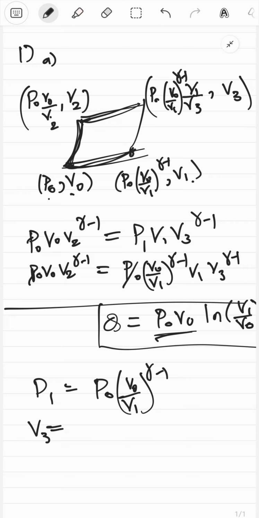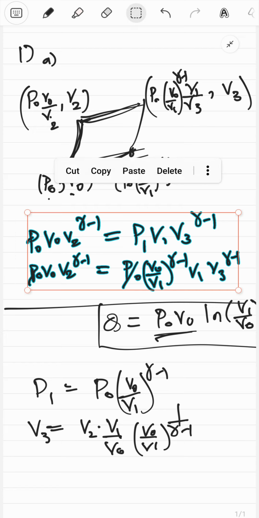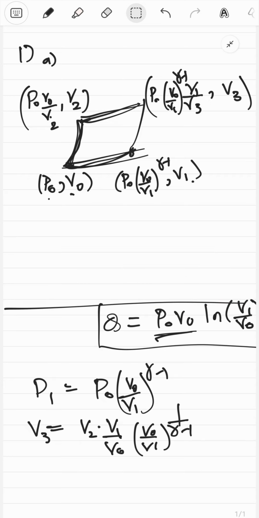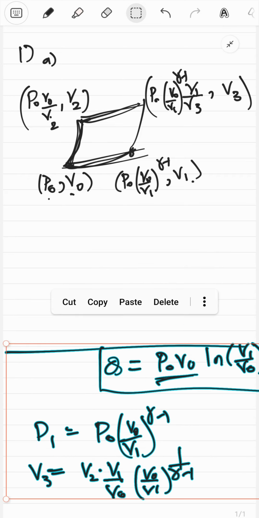So it's just V3 equal to what? So it's V3 equal to V2, sorry, V2 times V1 upon V0. Oh, this is going to be harsh. And V0 upon V1 to the power of 1 upon gamma minus 1. Okay. That's not good. But fine. So you got V3. And now this equation is also redundant. So now you have all the information that you need.